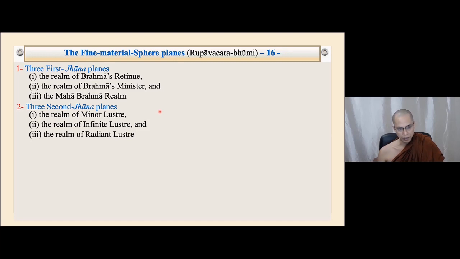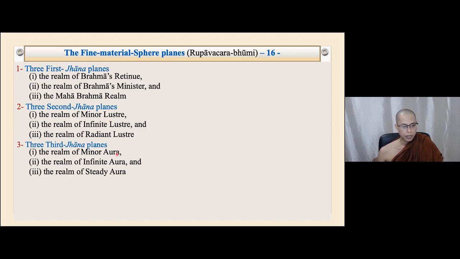On the second jhana planes, the minor, infinite, and radiant. So here, Paritta Abha, Appamana Abha, Abhassara. So Paritta, Appamana, infinite, lesser. So depending on the level of the concentration and the supporting mental factors, the level of second jhana is divided into three. According to that classification, the beings are also classified into three.